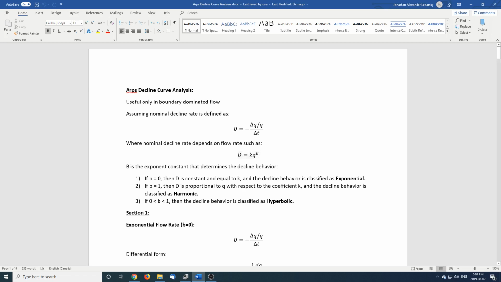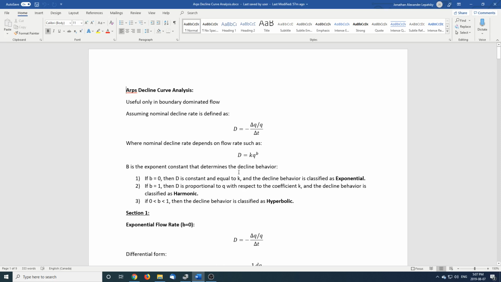So if B in this equation here is equal to 0, then D will be constant and it will be equal to K. The reason why is because Q to the 0 is equal to 1, and K times 1 is K, so D is equal to K. That type of decline behavior is classified as exponential. So if B is equal to 0, then you have an exponential relationship.